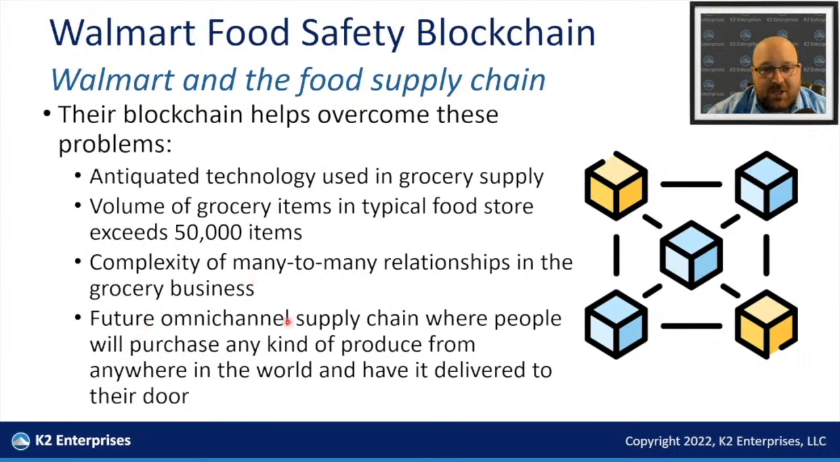Okay. Future omni-channel supply chains where people will purchase any type of produce from anywhere in the world and have it delivered to their door. What this really speaks to is the fact that we've now got these delivery services like DoorDash and Uber Eats and Grubhub and others, where the store itself might become even less important. I know at least for my family during COVID, we were having our groceries delivered and sometimes it would be from Safeway and some of the time it would be from Stater Brothers. It just depended. And so supply chain could even become more diluted here in the very near future.